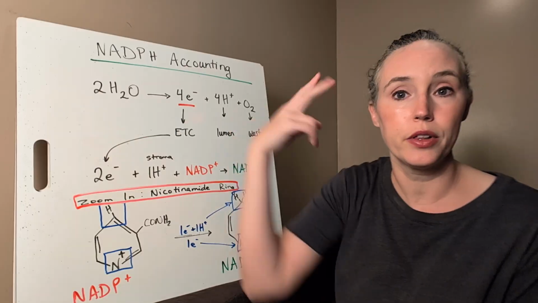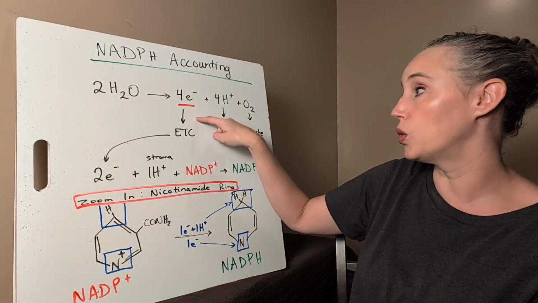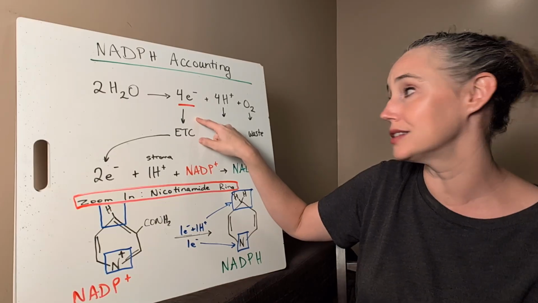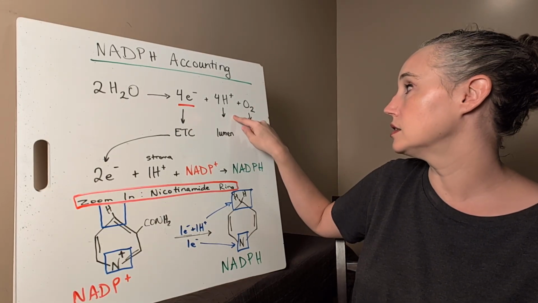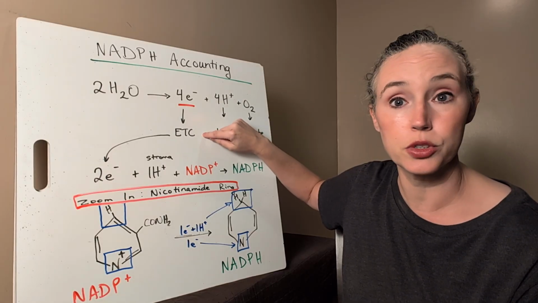So if I start with 2 water molecules, right? So this is from our first board. We're going to get 4 electrons. This is in photolysis, right? 4 protons and oxygen. The electrons are going to go to the electron transport chain.